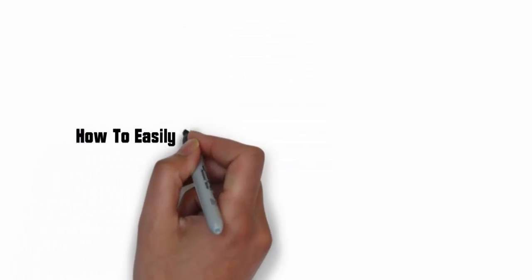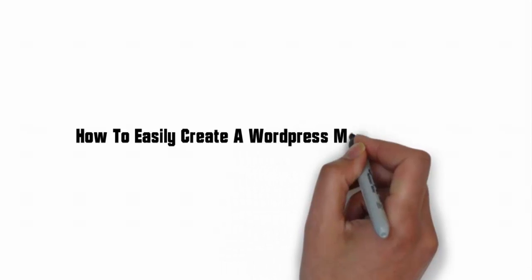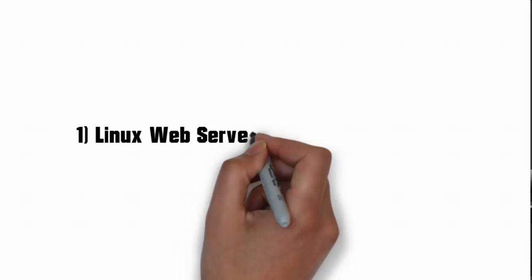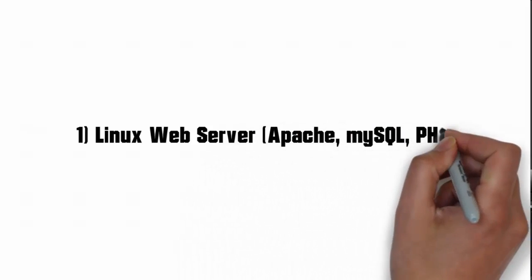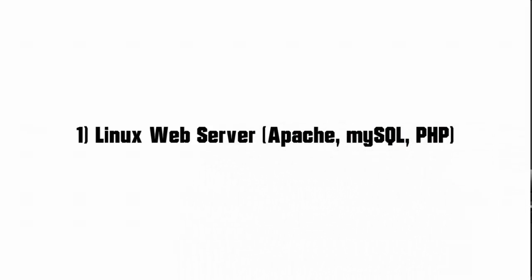In this video I'm going to show you how to easily create a WordPress membership site. Now the first thing you're going to need is obviously a web server. So just make sure it's a Linux based web server with Apache, MySQL, and PHP.